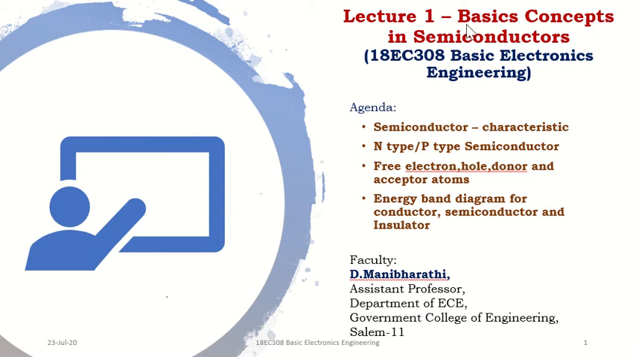In this video we are going to see about the basic concepts in semiconductor. The agenda for this video is we'll be seeing what is a semiconductor, its characteristics or I can say its properties, what is an n-type semiconductor, what is a p-type semiconductor, what about the free electron, hole, donor atoms and acceptor atoms. As well as we'll be seeing the energy band diagram for a conductor, semiconductor and insulator.